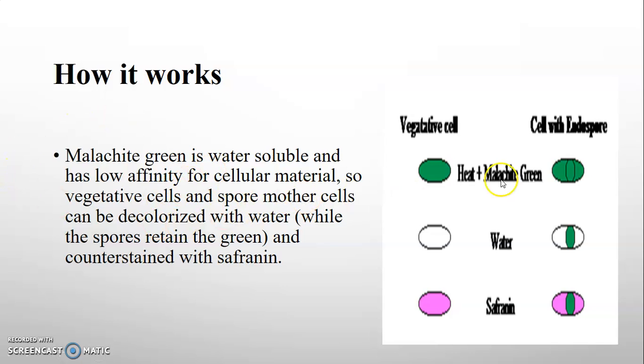So initially, when we stain with malachite green and heat, all cells are going to stain green, whether it's an active vegetative cell or a cell that's actually produced an endospore. Initially, just everything stains green.